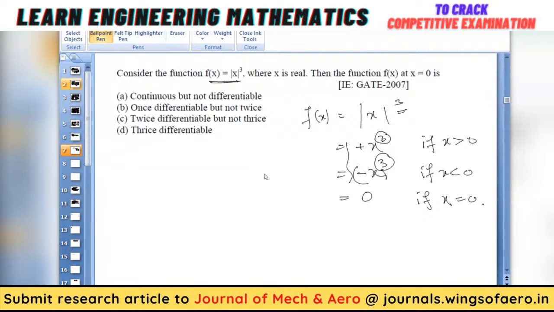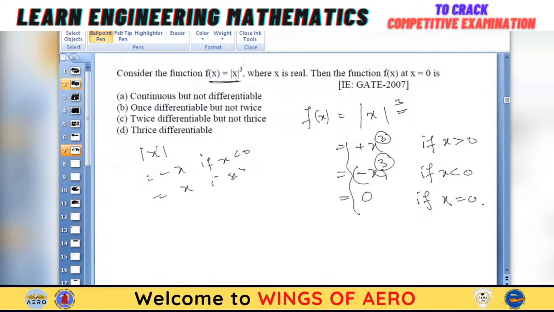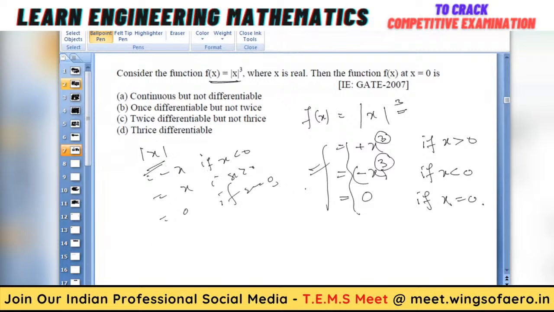So it is actually similar to the mod x function. It is equal to minus x if x is less than 0, equal to x if x is greater than 0, and equal to 0 if x is equal to 0. So it holds exactly the similar property as mod x has. It means it is continuous but not differentiable.